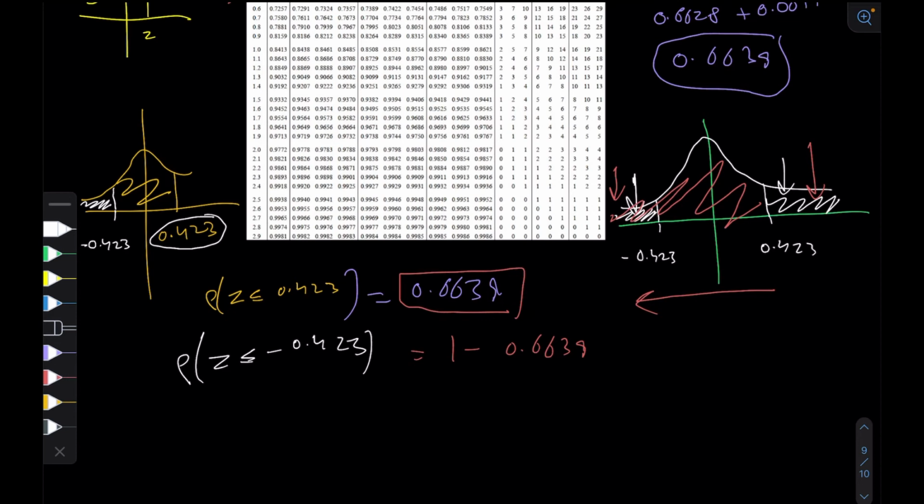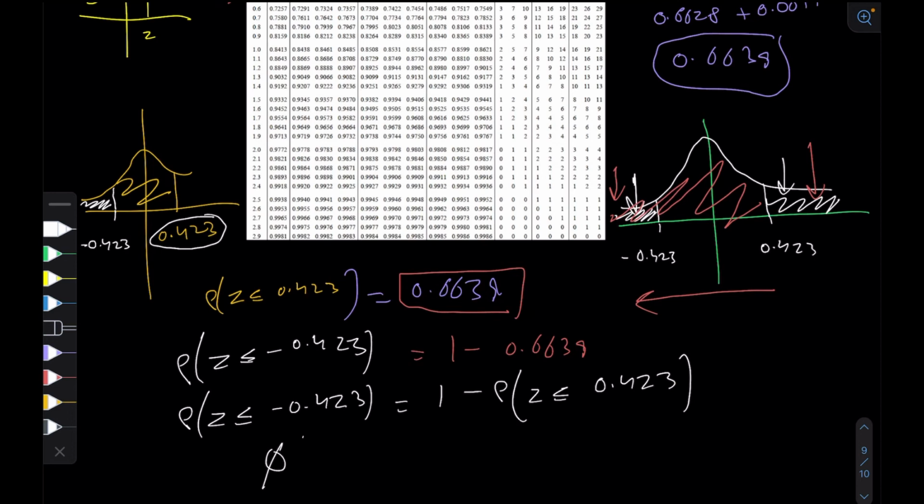So essentially, what I really did was that the probability of z being less than or equal to negative 0.423 is the same as 1 minus the probability of z being less than or equal to 0.423. Generally, the area for any negative z is the same as 1 minus the area up to z.